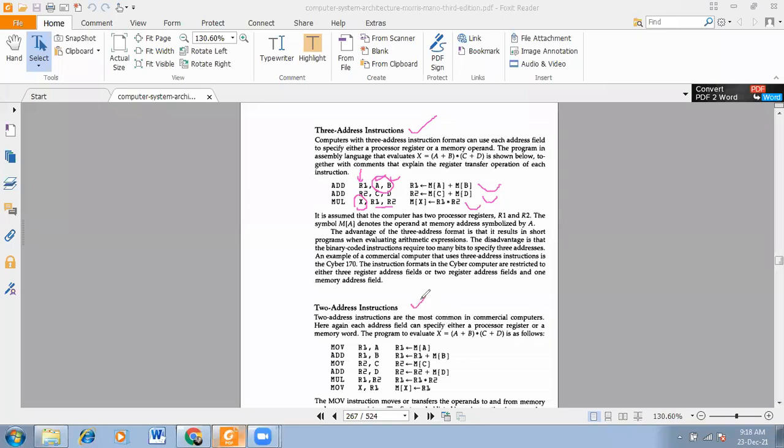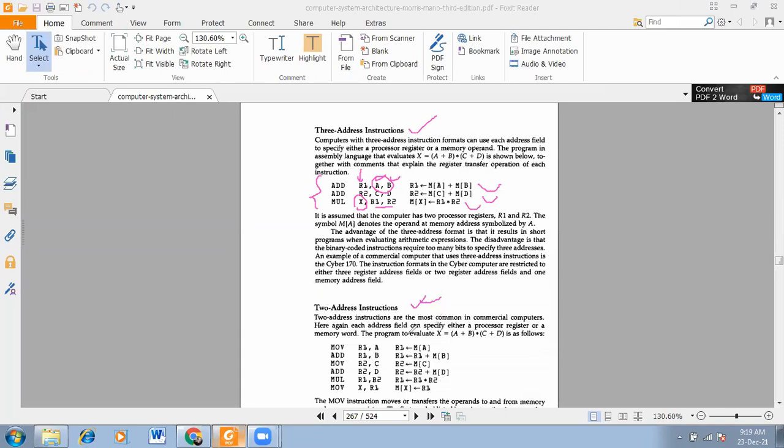Now two address instruction. That means two memory locations, or a register and memory combined. Move, basically. Look, here add, multiplication, division: all these arithmetic operations mainly involve three address instructions. Because whenever you are adding something, you need at least two memory locations where the two data items are stored, and ultimately the result must be stored in some place. That's why arithmetic operations involve three address instructions.